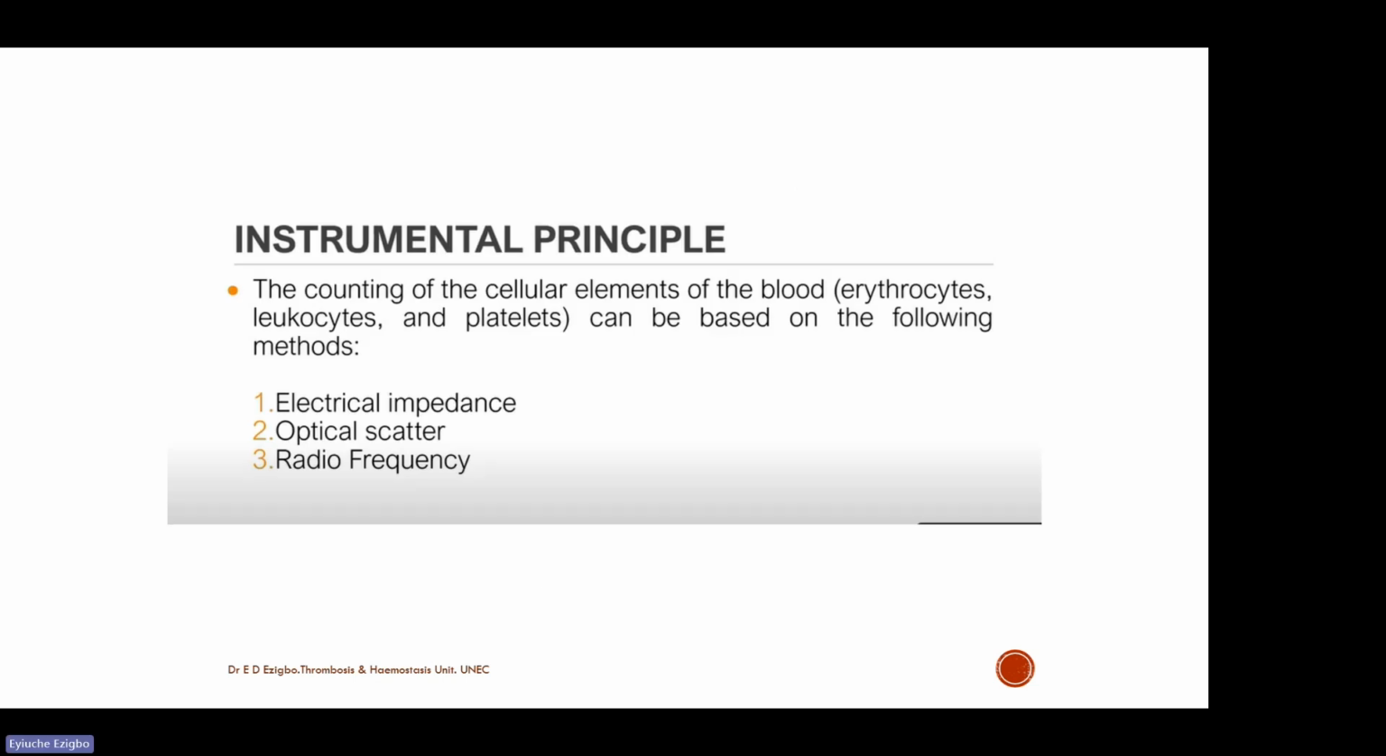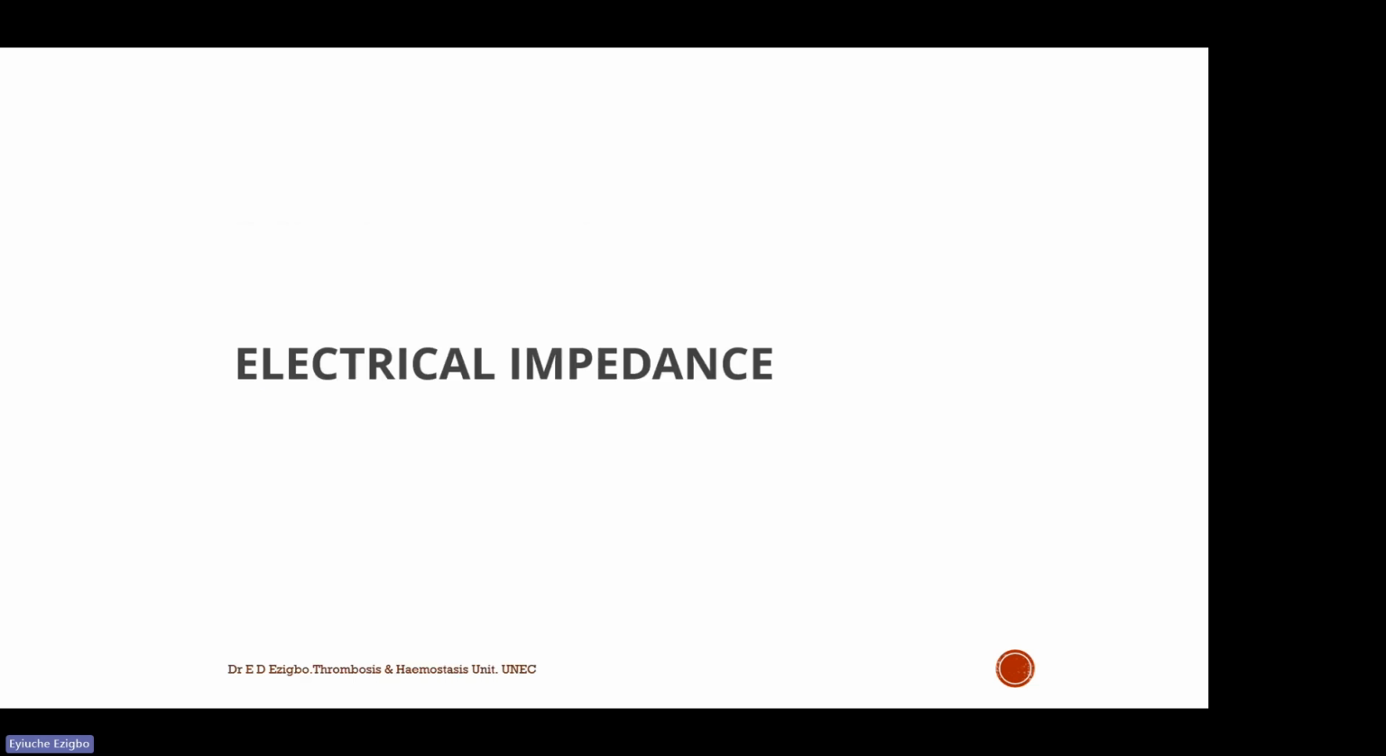So the counting of the cellular elements of the blood, the erythrocytes, the leukocytes, and the platelets, can be based on the following methods: electrical impedance, optical scatter, or radio frequency. These are the principles behind the process by which these analyzers identify the blood cells.